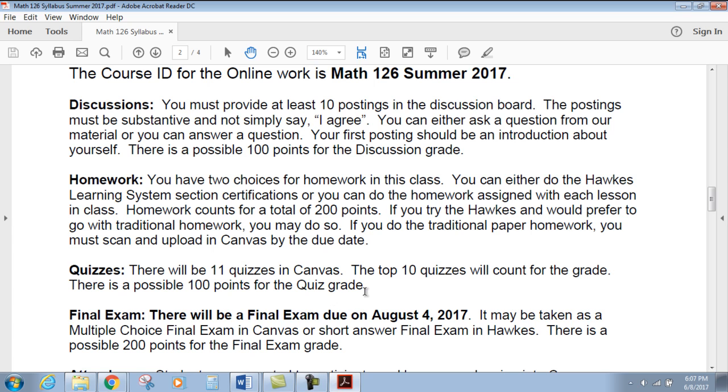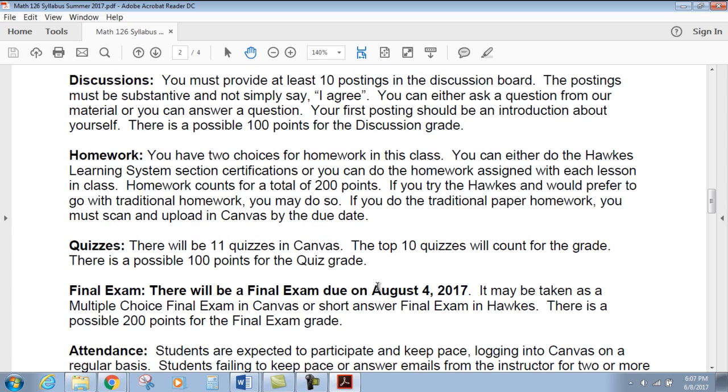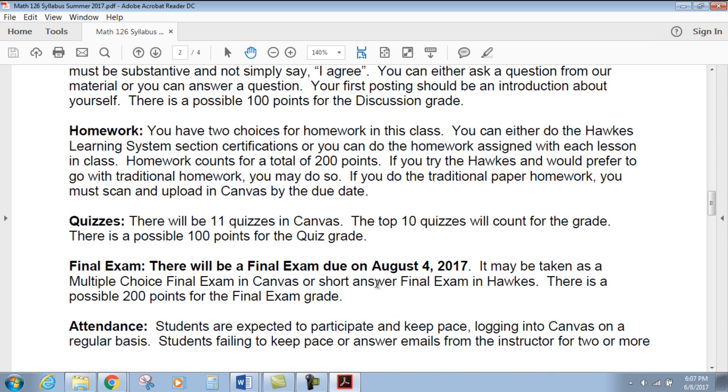Quizzes: there'll be 11 quizzes in Canvas. The top 10 quizzes will count for the grade, a possible 100 points for the quiz grade. Final exam: there'll be a final exam due on August 4th, 2017. It may be taken as a multiple choice final exam in Canvas or a short answer final exam in Hawkes. It's a possible 200 points for the final exam grade.